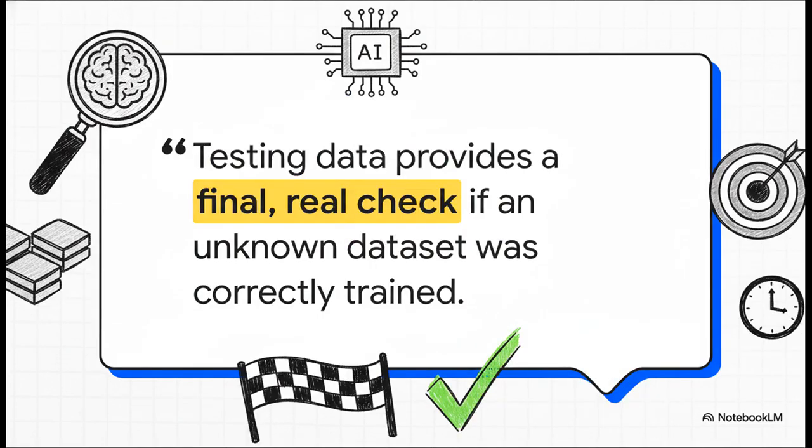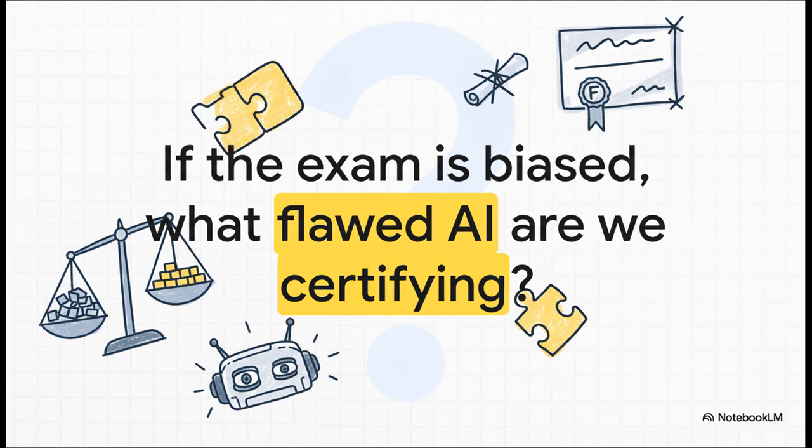You know, the source material for this explainer really says it all right here. The testing data is the final real check. It is that moment of truth. It's what tells us if the AI has actually learned something useful or if it just got really good at faking it. And this brings us to one last, really critical thought.